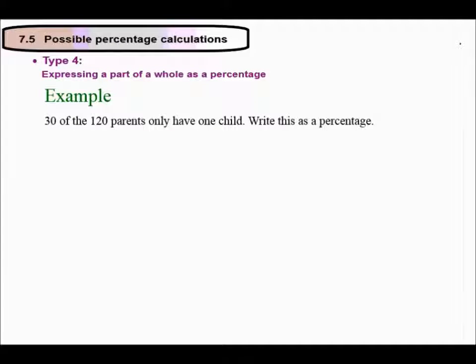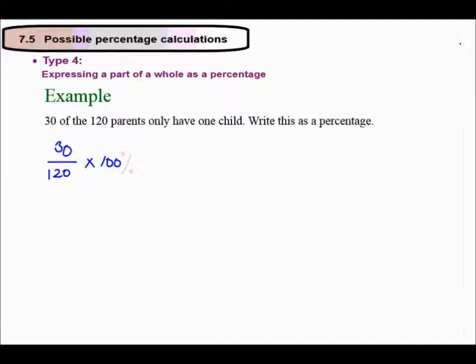Type 4, expressing a part of a whole as a percentage. 30 out of the 120 parents only have one child. Write this as a percentage. Well, 30 out of the 120 have one child. How do we change a value, a fraction, to a percentage? We multiply by 100%.